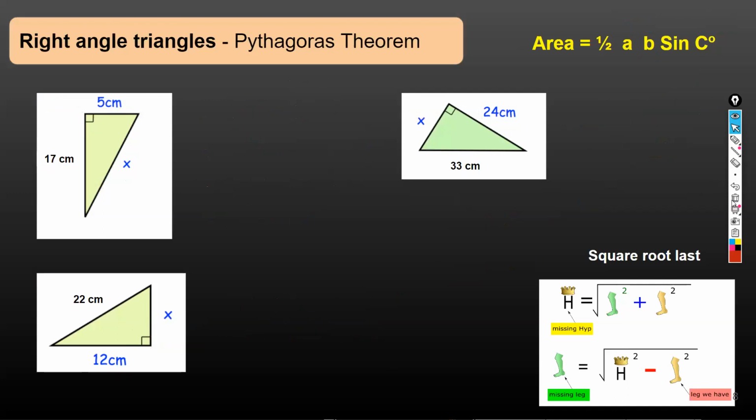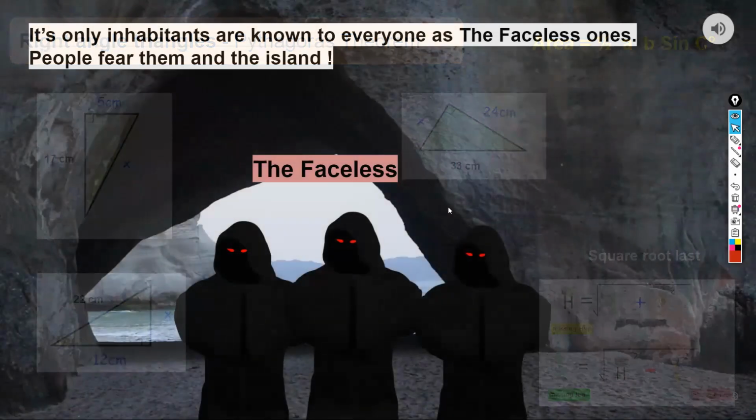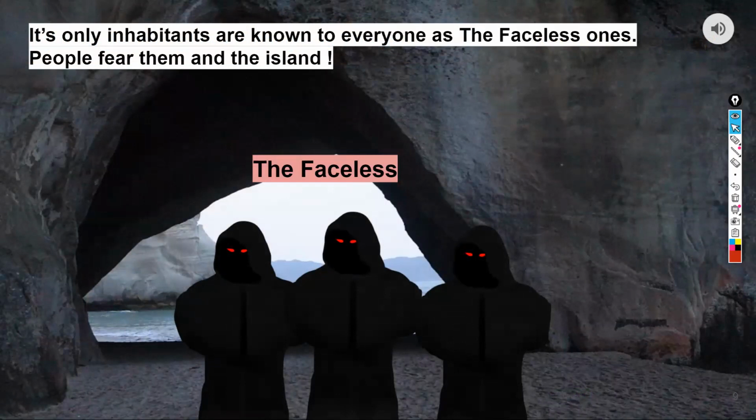Let's see what's going on with these. So apparently the people who live on the oasis, that's a strange, mysterious island, are called the faceless ones. There's a picture of the faceless ones. They don't look too friendly, right? We'll see what happens with them.